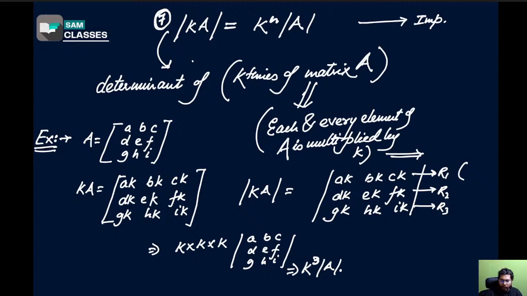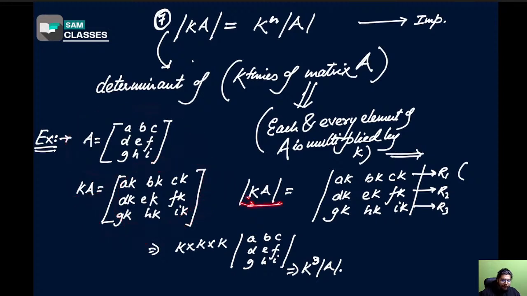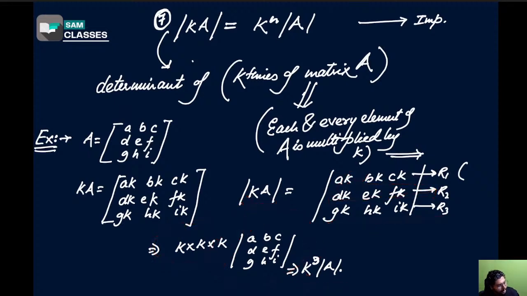Any doubt here? I've just shown, I've taken a matrix A and multiplied with k. All three rows got multiplied with k. Then for the determinant of kA, what can I do? Take k from the first row, k from the second, k from the third. So I'll get k 3 times and then the determinant. So k power 3 into determinant of A. Anybody has any doubt in this?